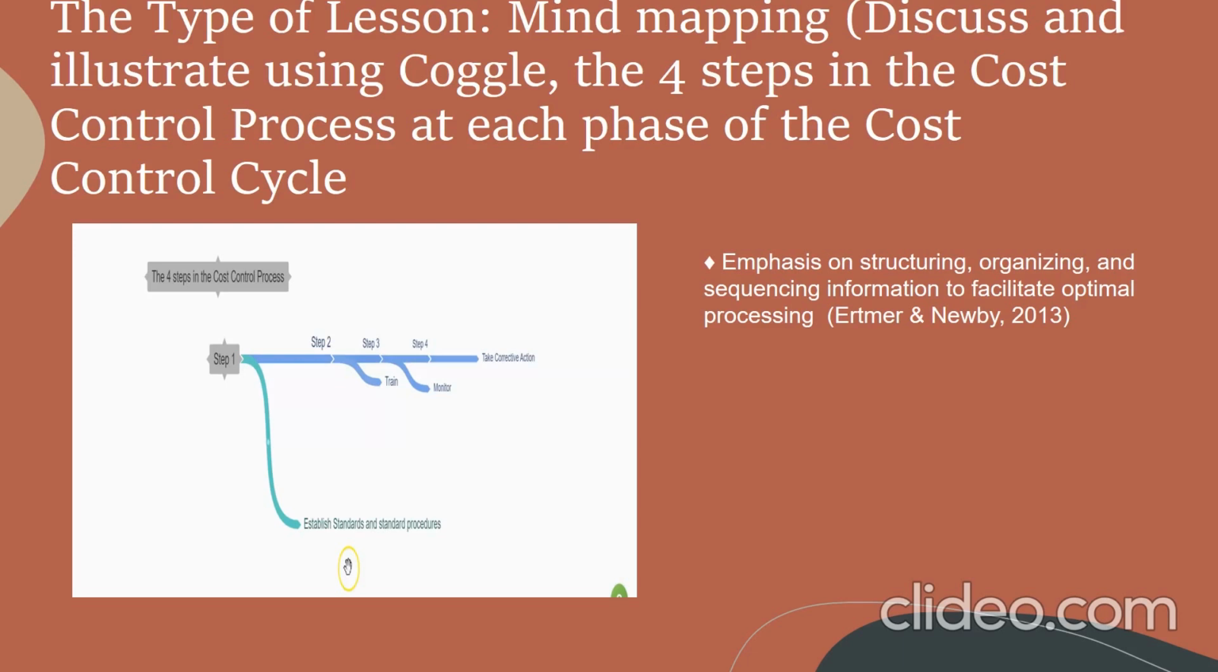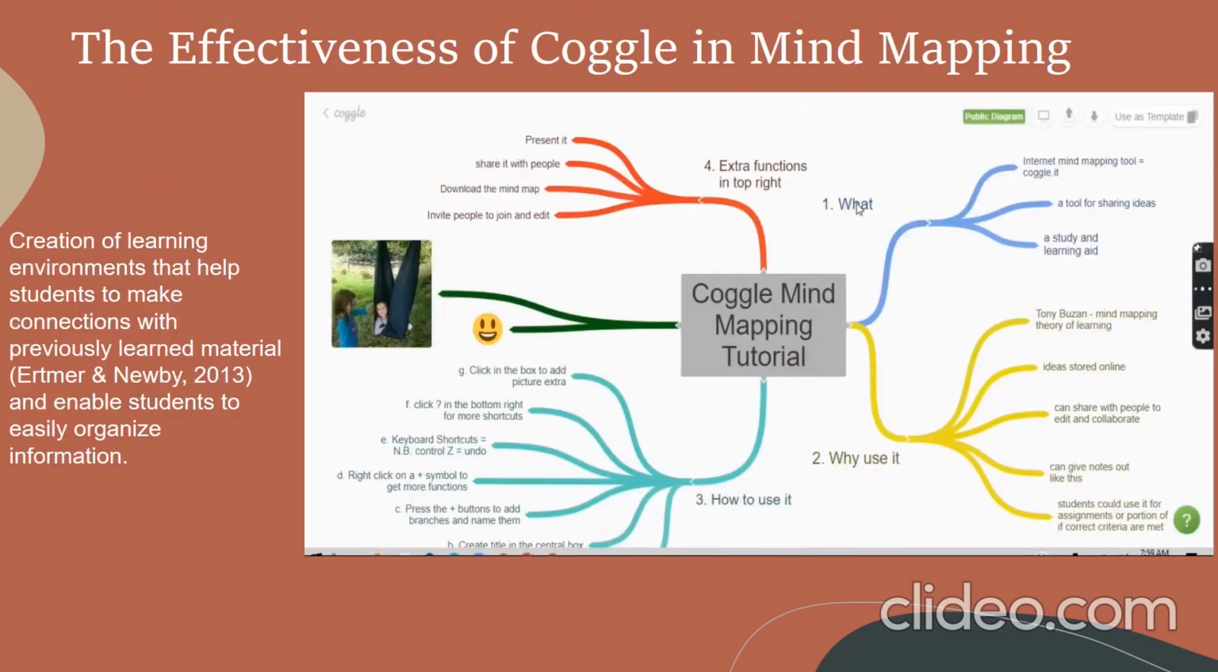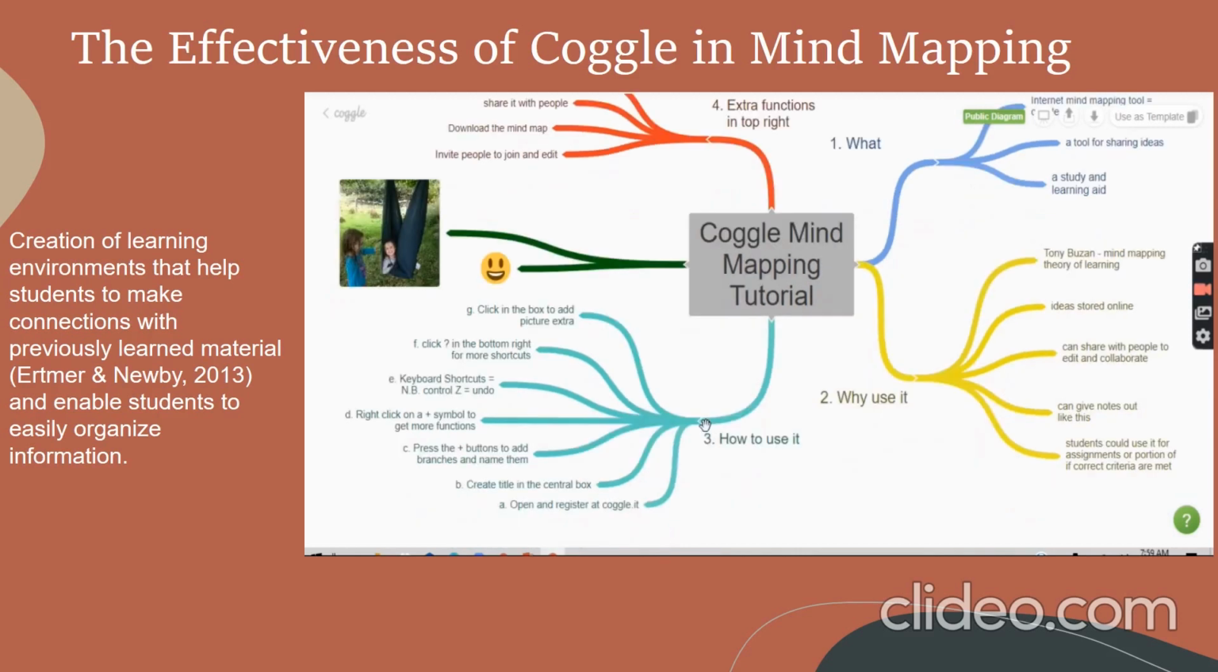Here, emphasis is on structuring, organizing, and sequencing information. So let us now look at the effectiveness of Kaggle in support of cognitivism and also how we use it. Kaggle affords learners the opportunity to be in an environment to make connections with previously learned materials. Students can easily organize their information, and the environment usually encourages students to collaborate.